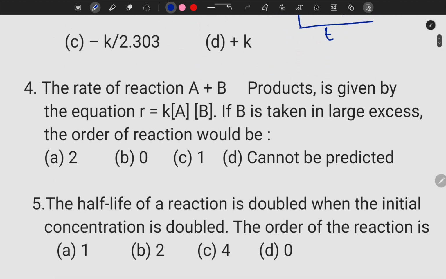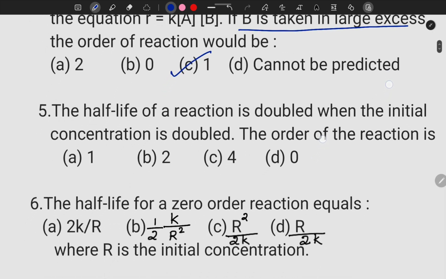The rate of a reaction A plus B gives product is given by the equation R is equal to k into concentration of A raised to 1 and B raised to 1. Here B is taken in large excess. That means the rate of the reaction does not depend upon the concentration of B. So it depends upon only the concentration of A. Order is the sum of the powers of the concentration terms. Since it depends upon only the concentration of A, its order is 1.